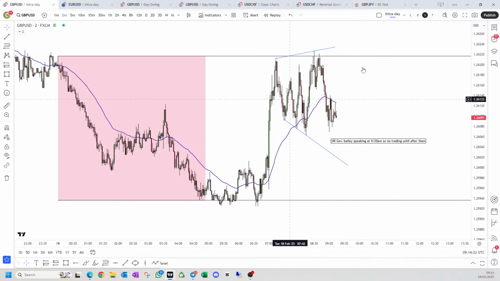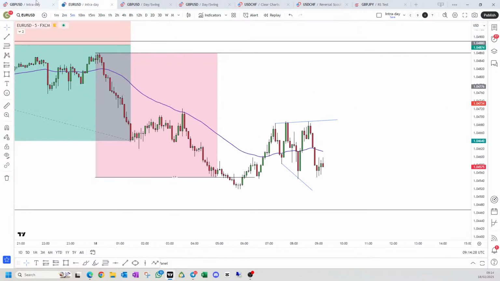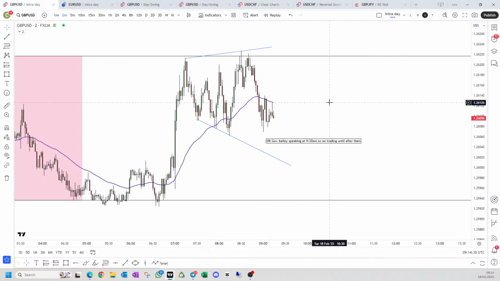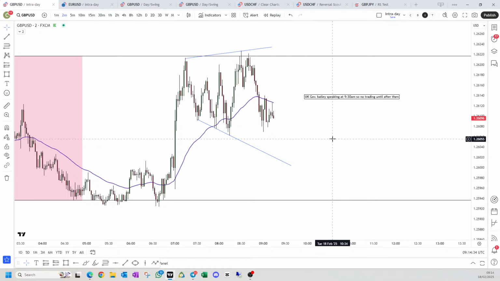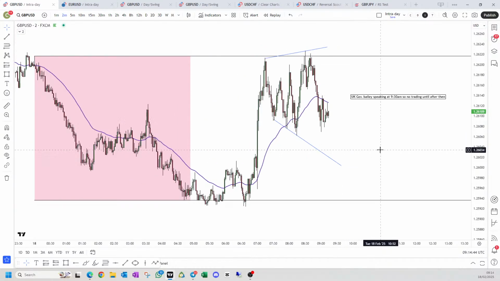The reason this is happening is because we've got news at 9:30 affecting the pound, which will then obviously affect the euro. So we're not trading anything until that news has been priced in and realised, and then we'll look to trade the market afterwards. So yeah, feel free to ask me any questions in the meantime, anything you want to go over, anything you're unsure about, and we can go ahead and answer that.